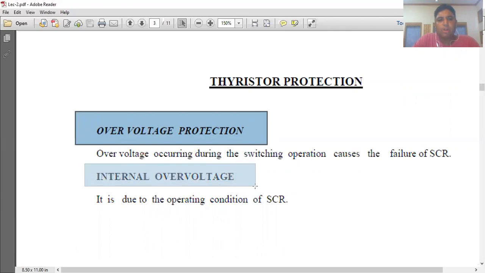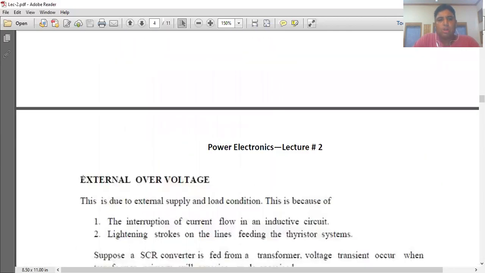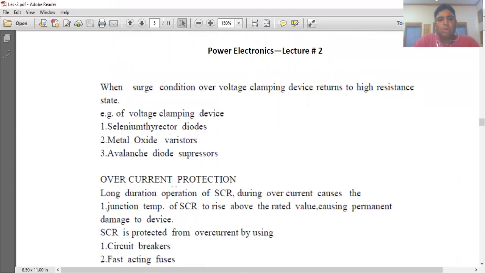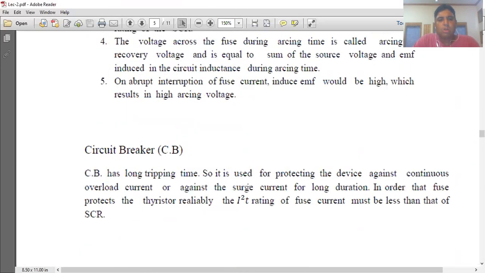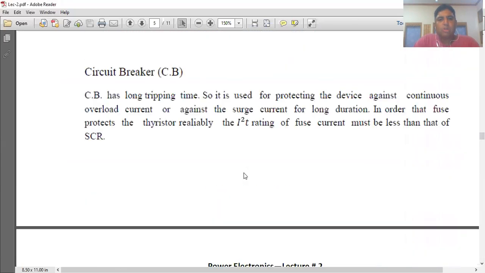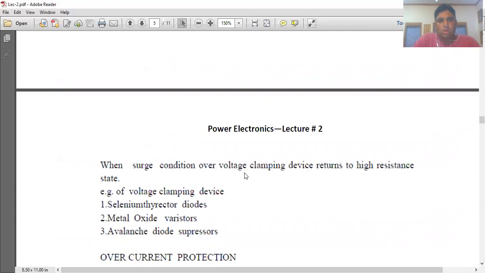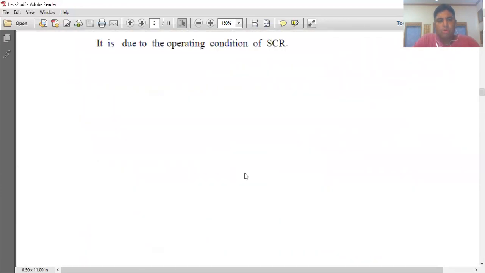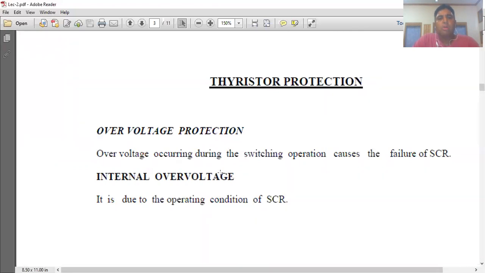One is internal over voltage and the other is external over voltage. And the next one is over current protection. This is over current protection. And the next one is heat protection. So a thyristor has to be protected for three conditions: over voltage, over current, and heat protection.